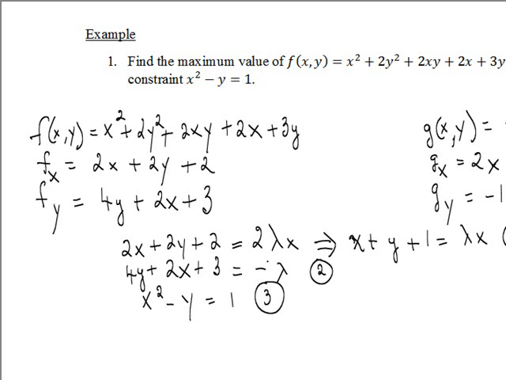Now, if you notice there, the third equation is a really nice equation that I can solve for y. So what you're trying to do, look for the nicest equation. That's one of the tricks. And see if you can solve for one variable. Okay? So from here, this tells me that y equals x squared minus 1.